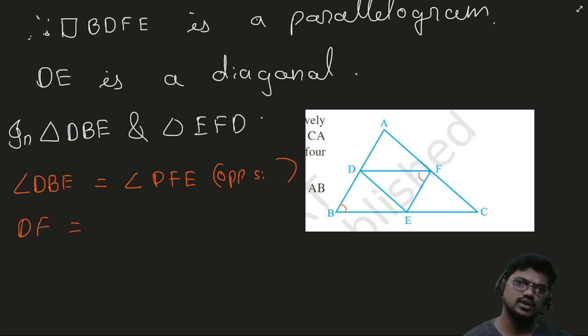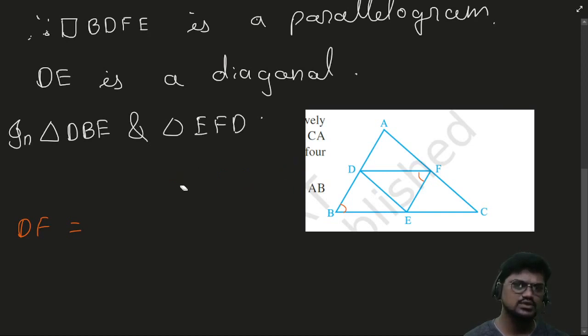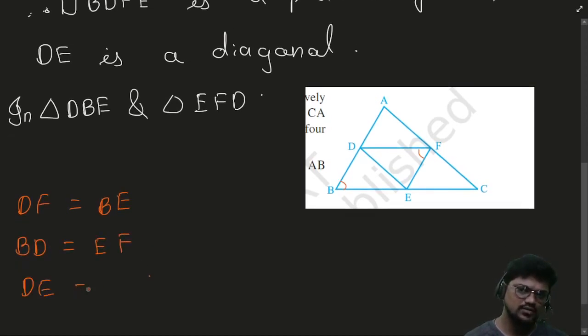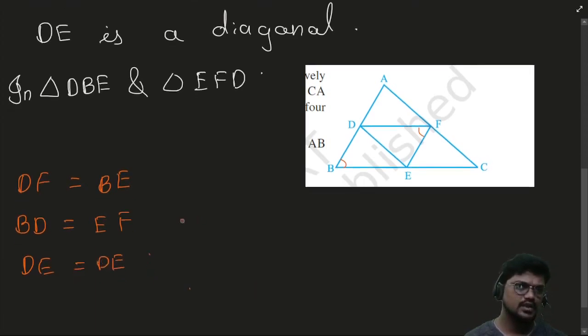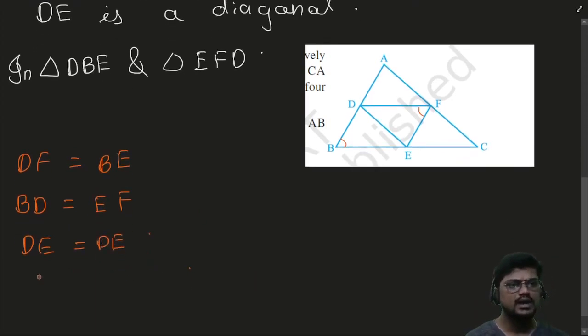Actually, the angle is also not required. You can prove it by the SSS test only. This angle is also equal, but we can say DF is equal to BE, opposite sides of a parallelogram. Also, BD is equal to EF, opposite sides of a parallelogram, and DE is equal to DE. Why? Common. Therefore, the two triangles are congruent by the SSS test of congruency.